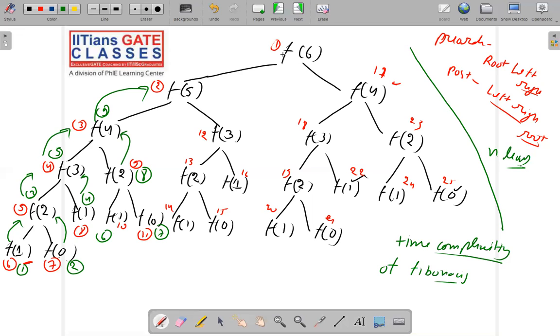You can see here the maximum level is the leftmost one: 6, 5, 4, 3, 2, 1. So we have n levels, its depth is n. Okay, so how many nodes at n levels? It is an almost complete binary tree.